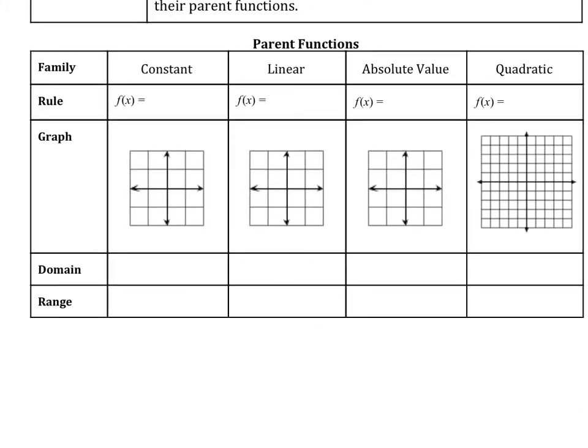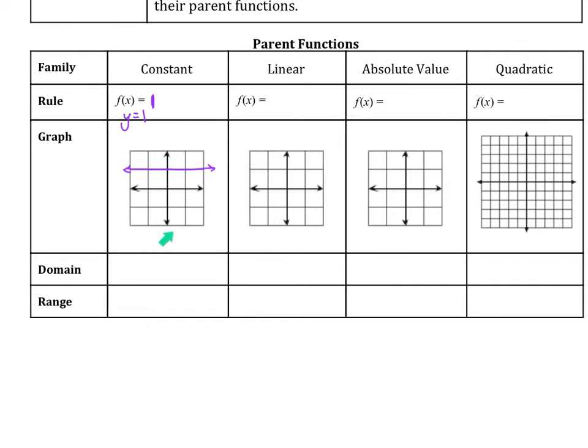So constant, in our book, it says that f of x equals 1. Anything that's different than that is a transformation. Now the graph, remember f of x is really just y equals 1, and so that's our horizontal line at y equals 1.